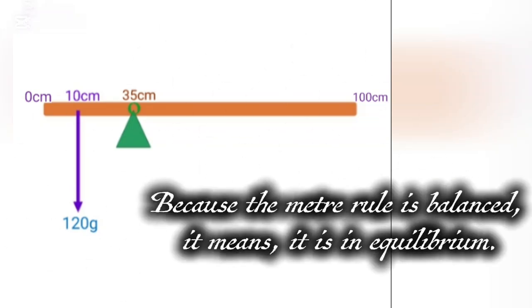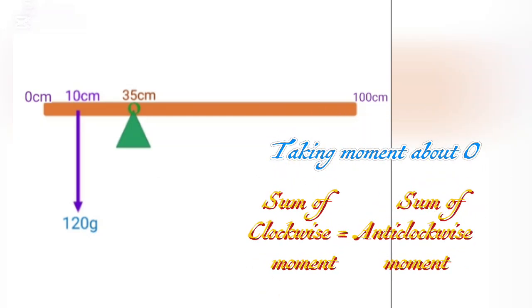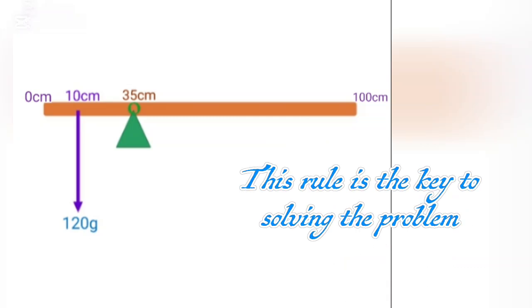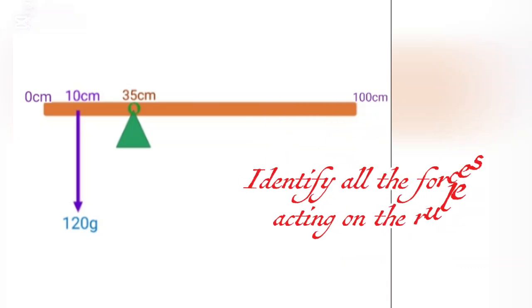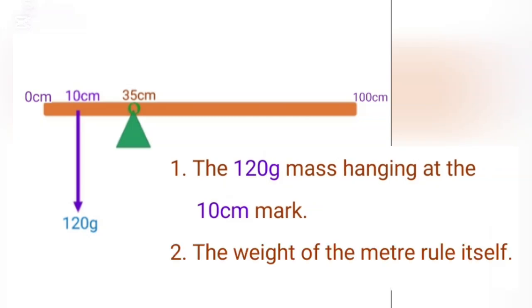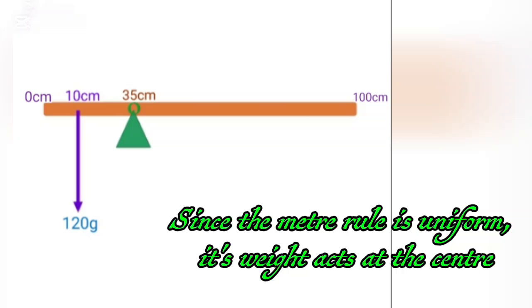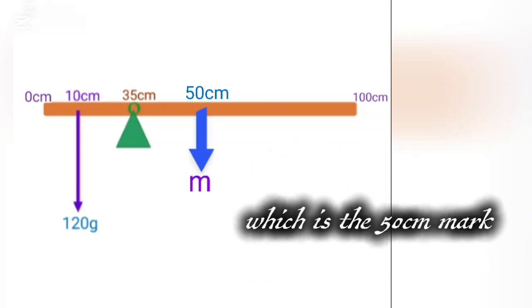Because the meter rule is balanced, it means it is in equilibrium. Taking moment about O, sum of clockwise moment is equal to sum of anticlockwise moment. This rule is the key to solving the problem. Identify all the forces acting on the rule. 1. The 120 gram mass hanging at the 10 cm mark. 2. The weight of the meter rule itself. Since the meter rule is uniform, its weight acts at its center, which is the 50 cm mark.